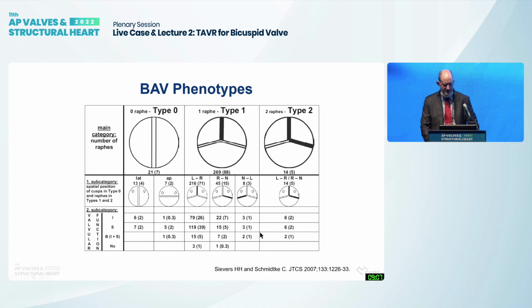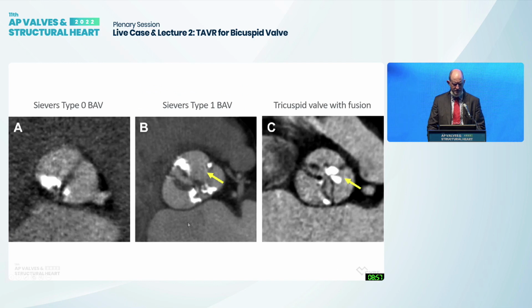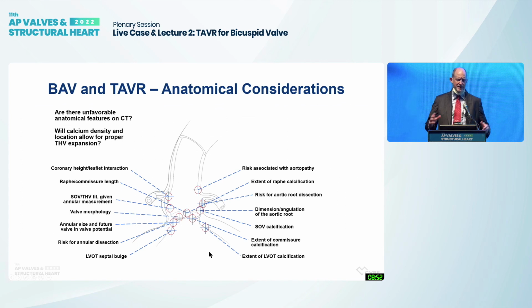We all know the Sievers classification, which is based on the number of raphe: 0, 1, or 2, and 80 to 90% are Sievers 1. Here are some illustrative examples of that with the raphe and the fused calcium. The anatomy, as Dr. Ahn touched on, is critically important and is the big distinguisher between bicuspid and trileaflet aortic stenosis. There are a lot of differences in patterns of calcification and amount of calcification. The aortas tend to be more horizontal. So it's really important to study this anatomy to avoid risks.